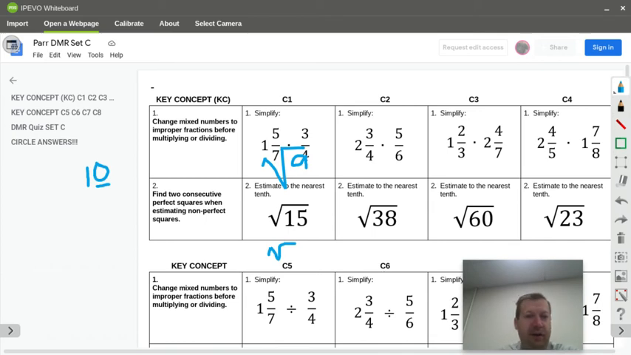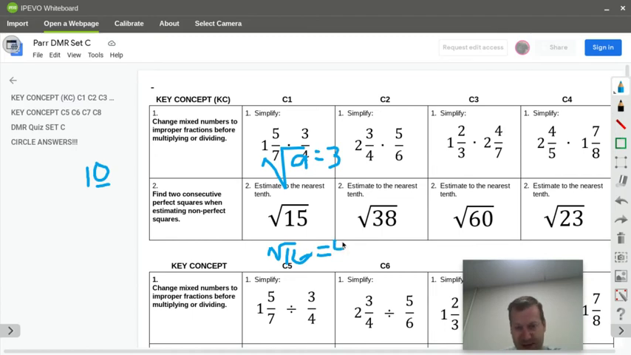Sorry that video ended, so we'll pick up right where I left off. And I know that the square root of 15 falls between the square root of 9 and the square root of 16. And 9 and 16 are perfect squares, meaning that I get whole number answers. So the square root of 9 is 3, and the square root of 16 equals 4. So that means that the square root of 15 has to be between 3 and 4.